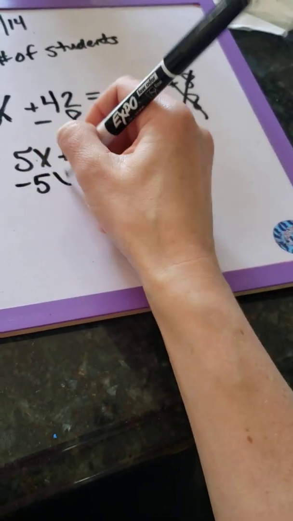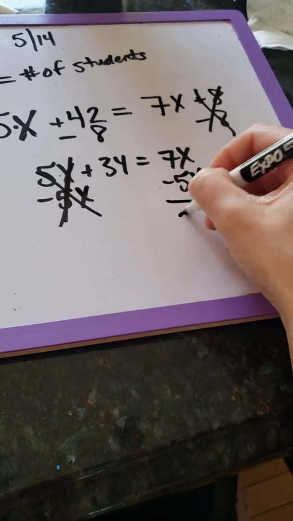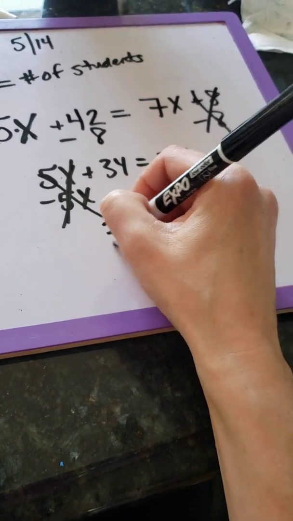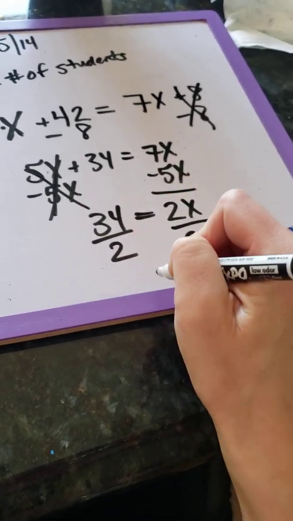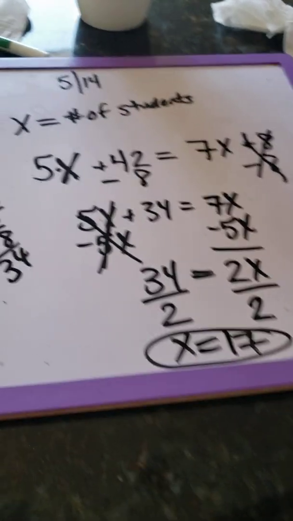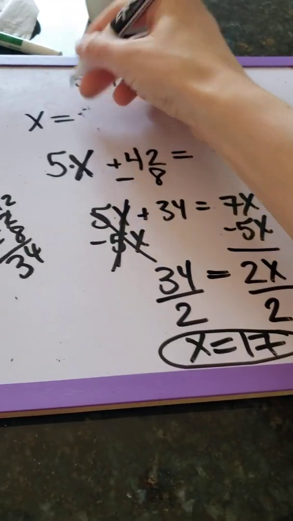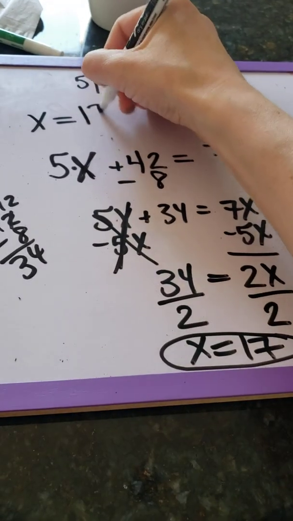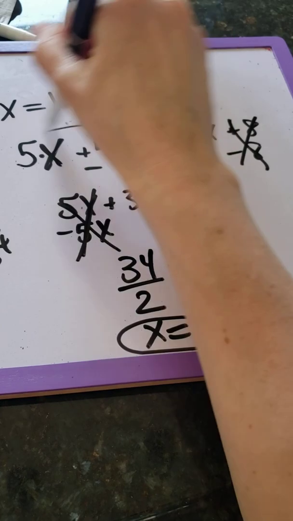And now I'm going to take 5x off of that side and 5x off of this side. So that cancels out over there. 7x minus 5x would be 2x. 2x is equal to 34 books. If I divide by 2, I'd have x equals 17. So that would be my number of students. Okay? So the final answer on 514 is x, which is the number of students, stands for 17. There are 17 students.